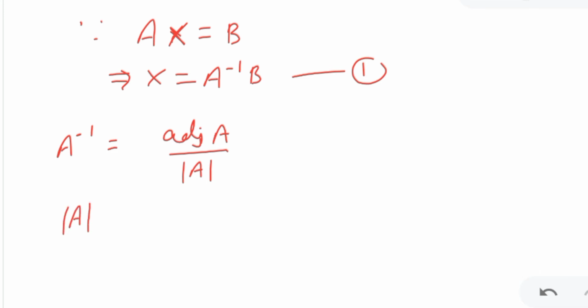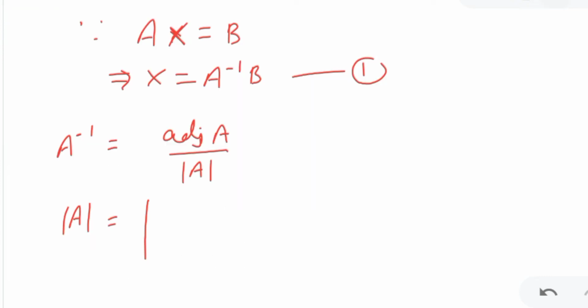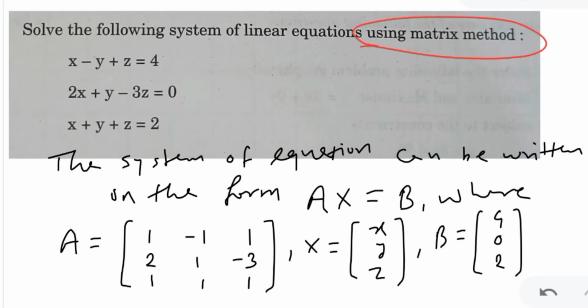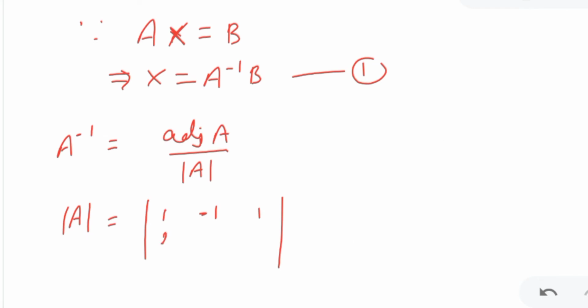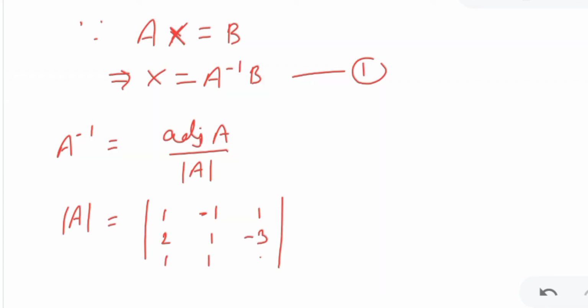So the determinant of A is nothing but the matrix elements taken in determinant form: 1, minus 1, 1; 2, 1, minus 3; 1, 1, 1. Now I will find the determinant value. You know how to find a determinant, correct? I will expand through R1.